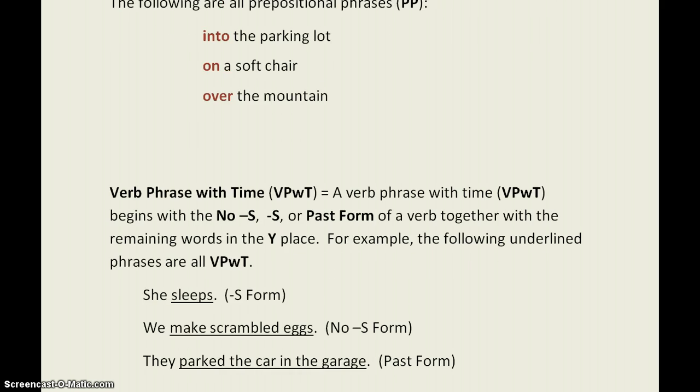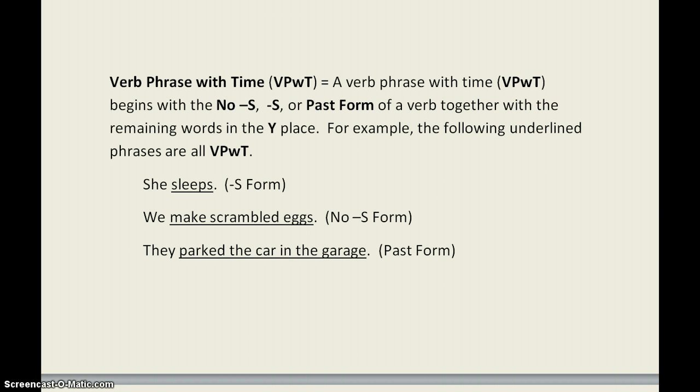Now, our fourth kind of phrase in English is called a verb phrase with time. A verb phrase with time, which we abbreviate VPWT, begins with the no s, s, or past forms of a verb together with all the other words in the Y place. So for example, the following underlined phrases are all verb phrases with time.